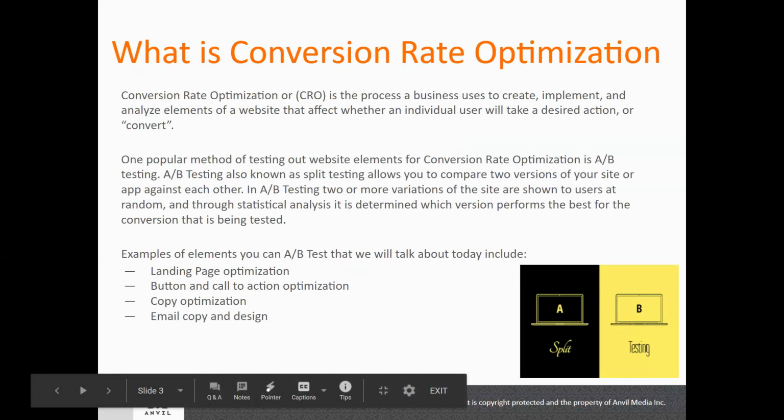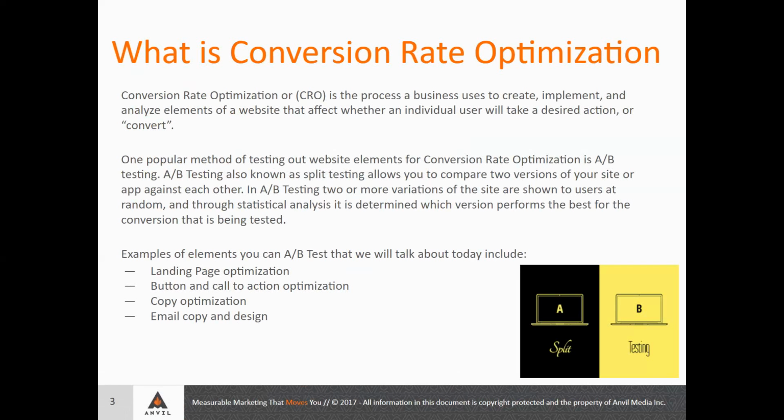Conversion rate optimization, or CRO, is the process the business uses to create, implement, and analyze the elements of a website that affects whether an individual user will take the desired action or convert. And one popular method we use to test out the website elements for conversion rate optimization is A/B testing.